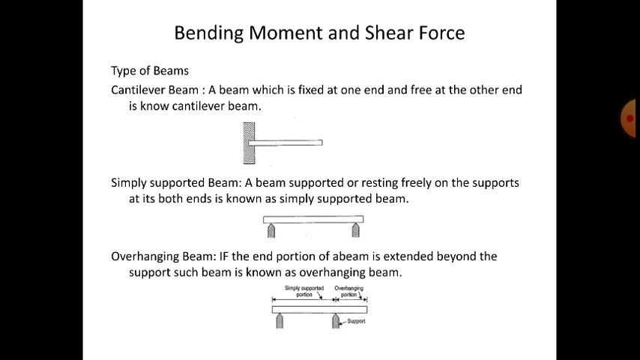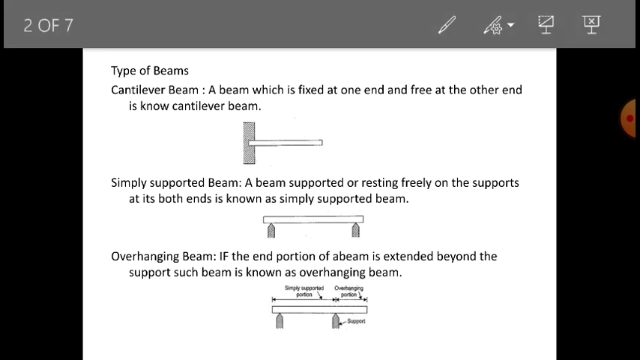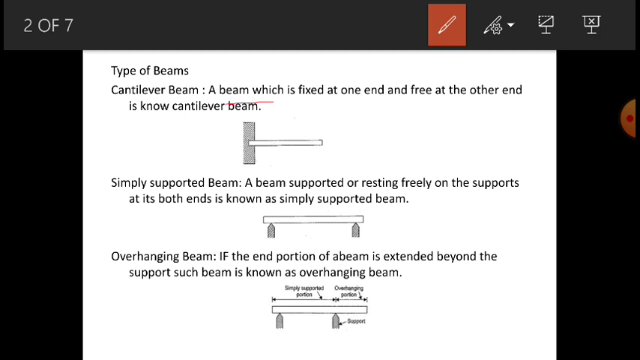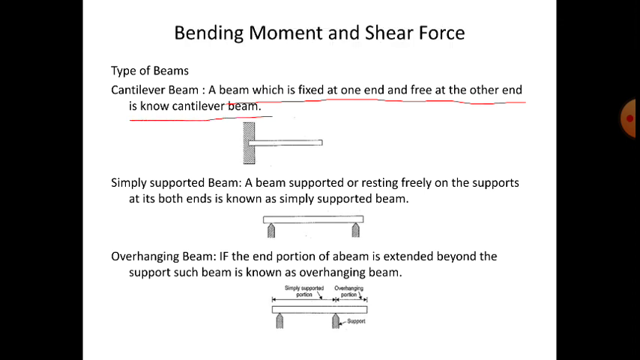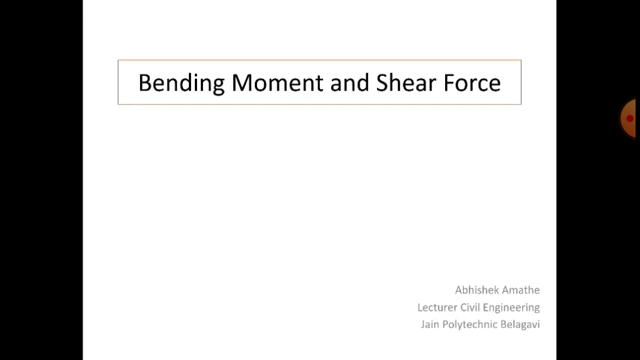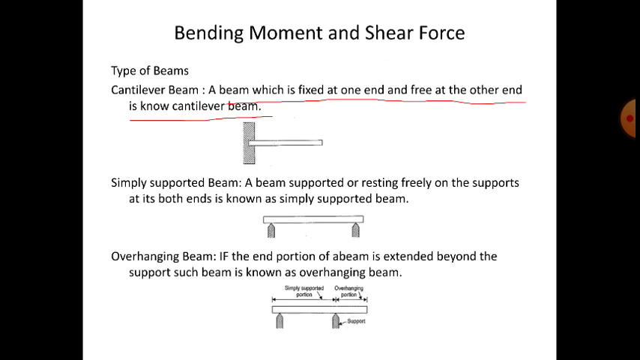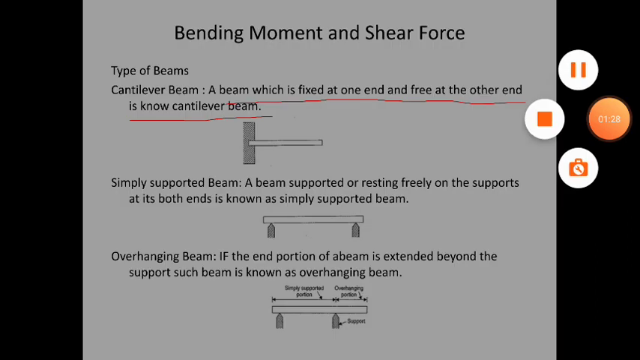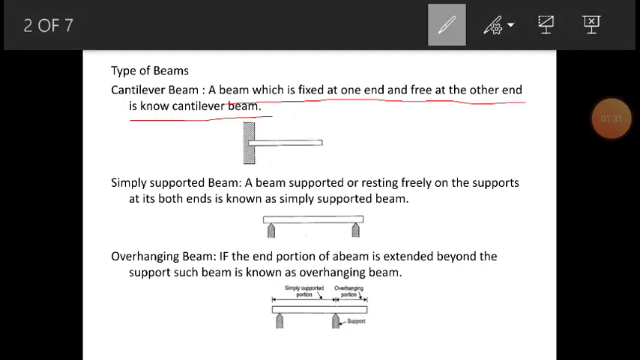Cantilever beam: the beam which is fixed at one end and free at the other end is called a cantilever beam. You can see here it is fixed at one end and it is free at the other end. It is free to rotate in this direction or in this direction.